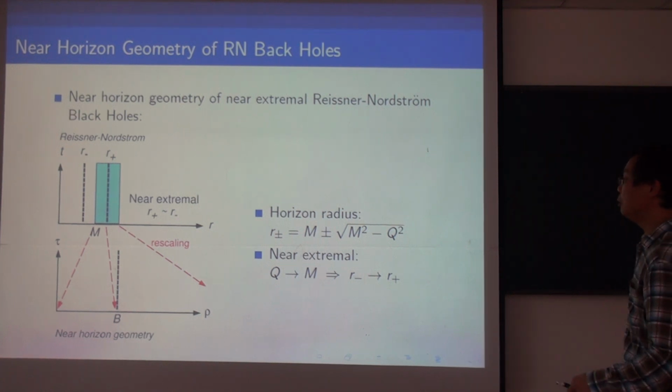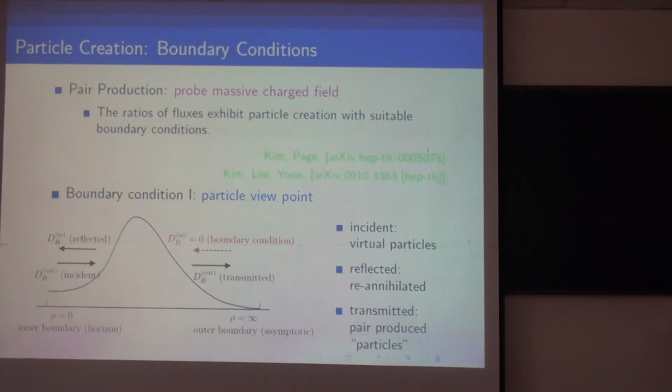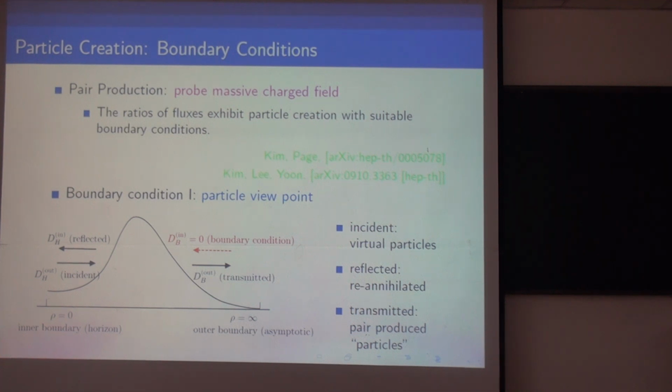And we just try to analyze pair production in this near horizon geometry, and then try to see what the production rate is, some information about the pair production, and then how to compute the particle creation.